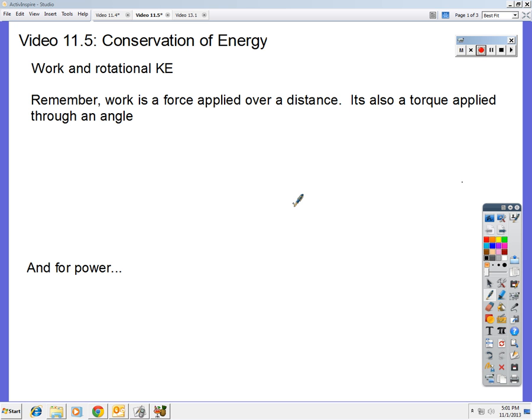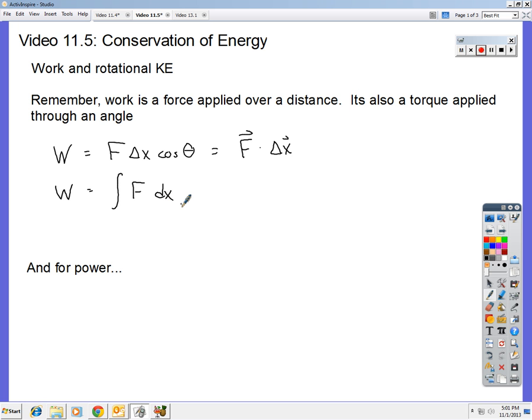And the first thing we need to do is to define work. In linear variables, work is force applied through a distance. So F delta x cosine theta, or to use vector notation, F dot delta x. And if we have a variable force, the work is the integral of F dx.